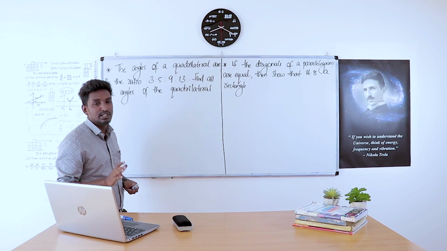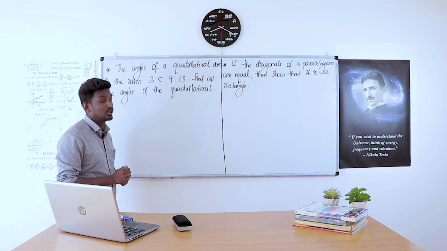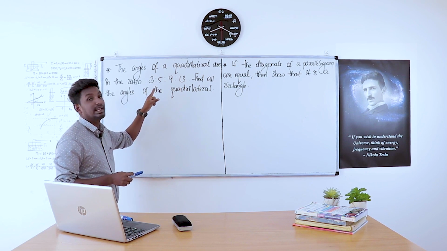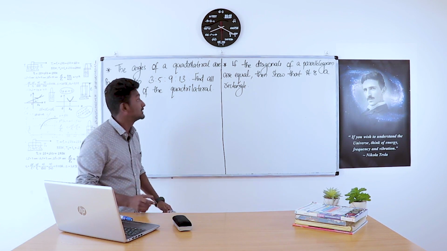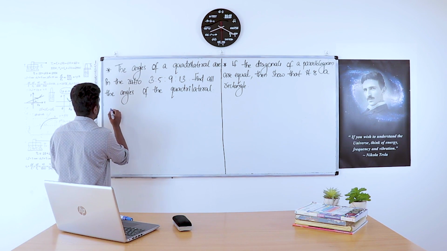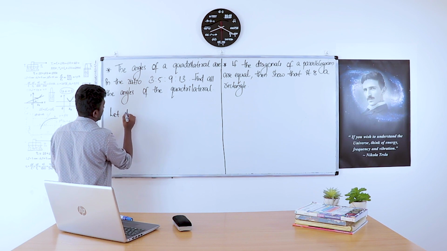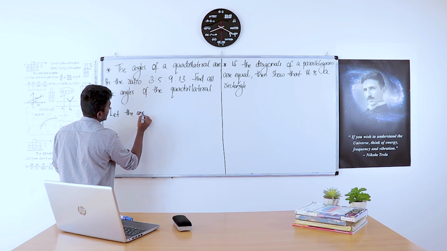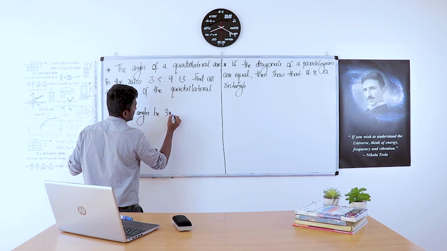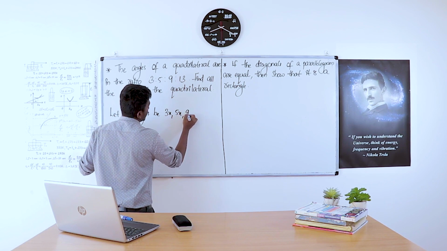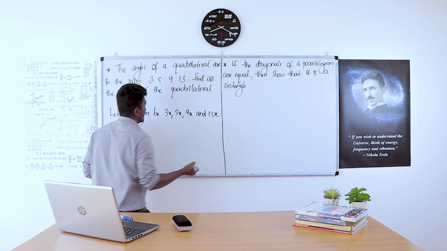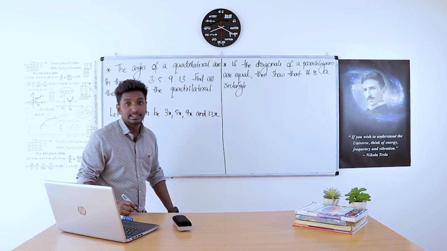So actually we didn't know the angles, we only know the ratios. So we take the angles as 3x, 5x, 9x and 13x. Let the angles be 3x, 5x, 9x and 13x.